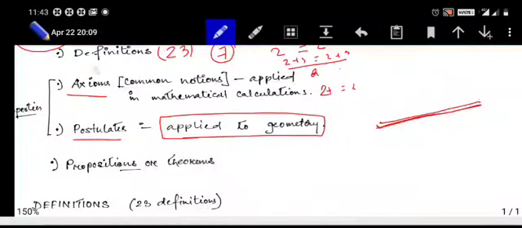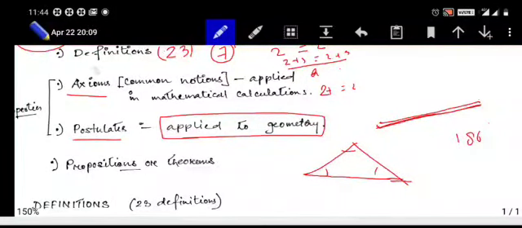So these are some postulates that are being discussed by Euclid. And then come the propositional theorems. Propositional theorems means whatever assumptions a mathematician makes, if they are able to prove it mathematically, then that will be called a theorem. For example, in a triangle, if you add all the angles, it comes to 180 degrees.